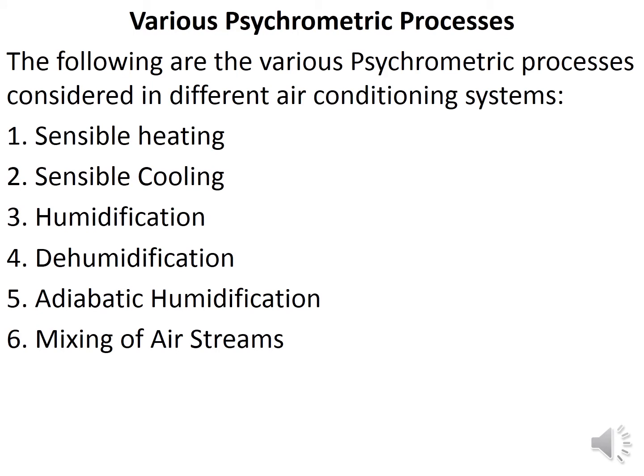Various psychrometric processes are very important in the exams. They ask for some 3 to 4 psychrometric processes to be explained using the psychrometric chart only. So you need to draw a psychrometric chart and show these. If he asks for any 3, you can draw any 3, or if he asks for specific ones, you need to explain as per the requirement of the examiner. The processes are sensible heating, sensible cooling, humidification, dehumidification, adiabatic humidification, and mixing of air streams.